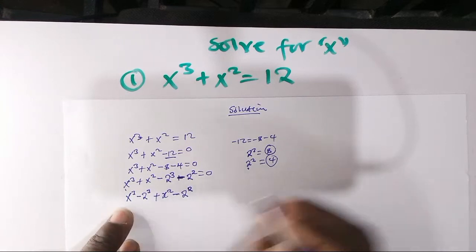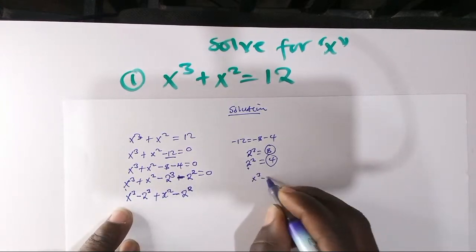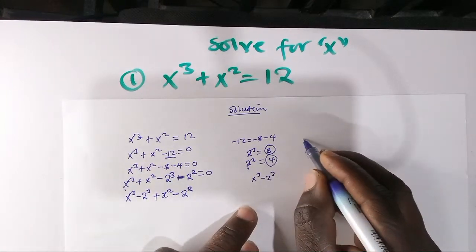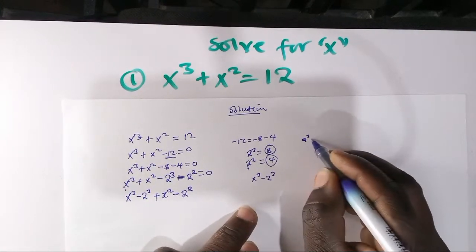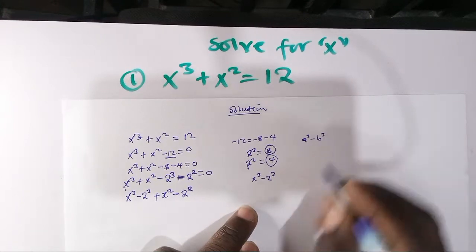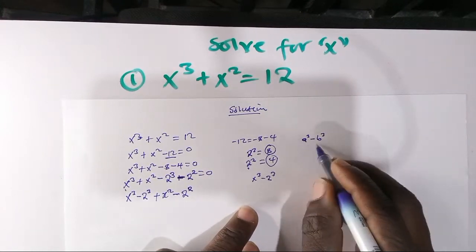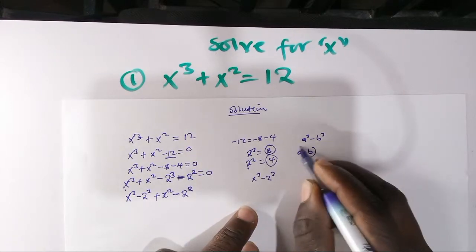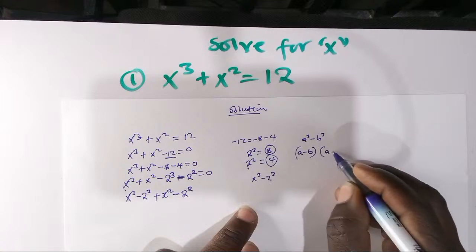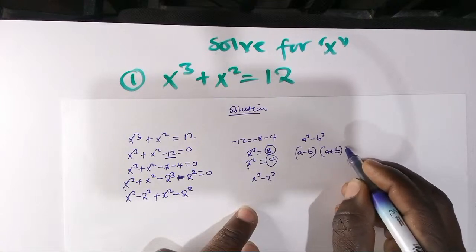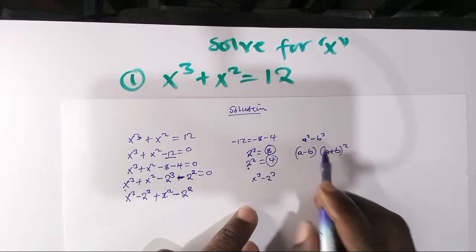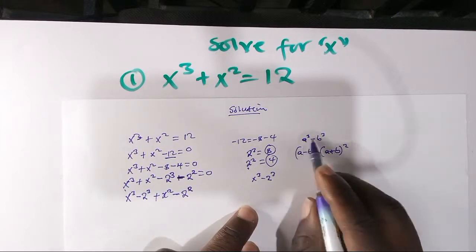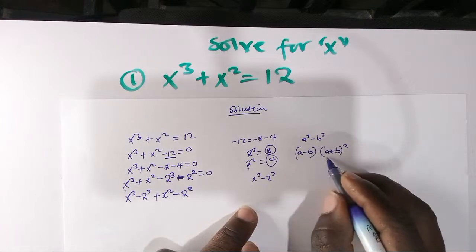Then this x power 3 minus 2 power 3, we can denote by using a cubed and b cubed, right? Let's say this one can be expressed as a minus b in the bracket, then a squared plus ab plus b squared in the bracket. This means if you expand this one, you are going to get these values which we're having here. So let's expand what is here.